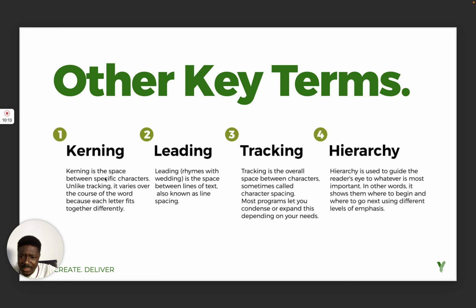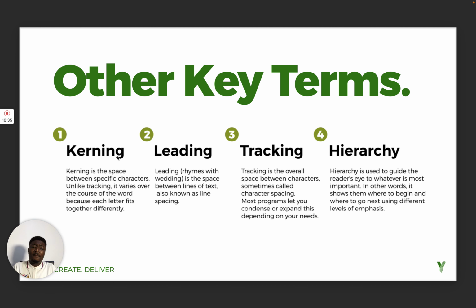Unlike tracking, it varies over the course of the words because each letter fits together differently. So I want to explain this for you so you can understand. Now, kerning is the space between specific characters, right? I know I've mentioned, and I'm going to say it again, that space is very, very important.